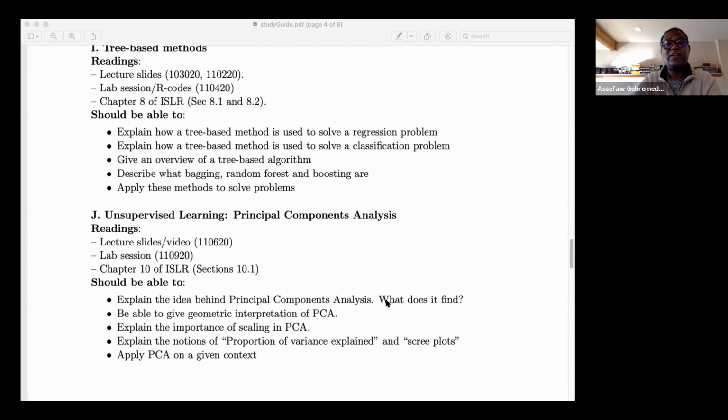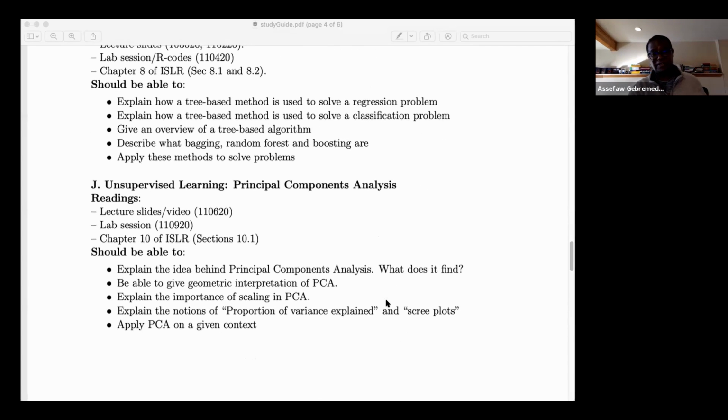All right, the very last topic we covered was unsupervised learning, and it was on principal components analysis. And this is the freshest of all the topics, including the lab session we had. So that's what you see in 11.09.20 in the lab session. And the book still is relevant, and chapter 10 is where you find this. And so far, we have covered just principal components analysis.